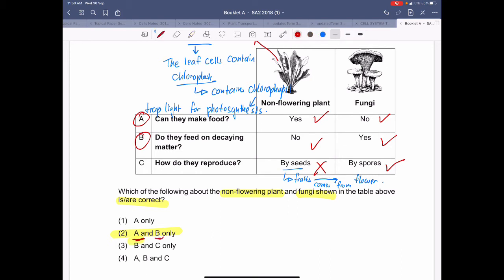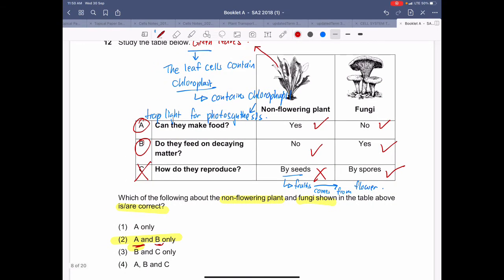Okay, when I circle it, and then I cross out C, so I don't make a mistake. These are skills that you need to know. Remember, MCQ, you need to score full marks.